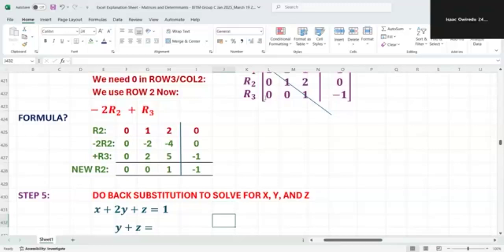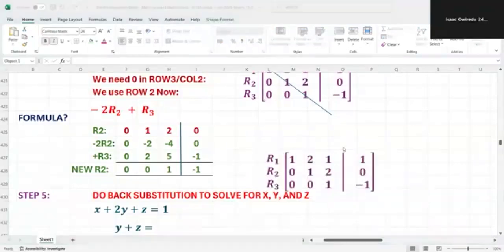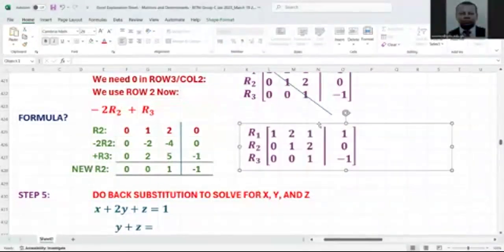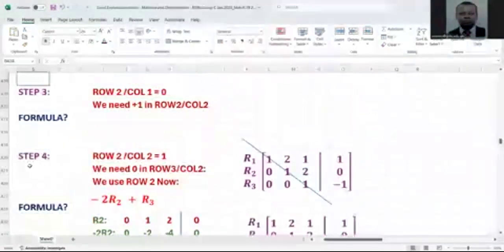Question, somebody? Yes, go ahead. Please, can you go over again? Which part specifically should I go over? You didn't join earlier. Okay.